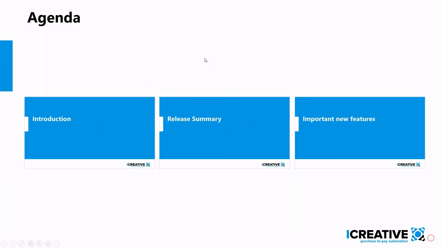Over here, the agenda. These are the 3 main topics that I will discuss today. First, a little bit of an introduction. After that, the release summary. I will show you in some high numbers what the new releases are. And after that, I will discuss some important new features, around 10 of them, to take a deep dive into each new feature, what it means for you as an organization, and also for Basware.